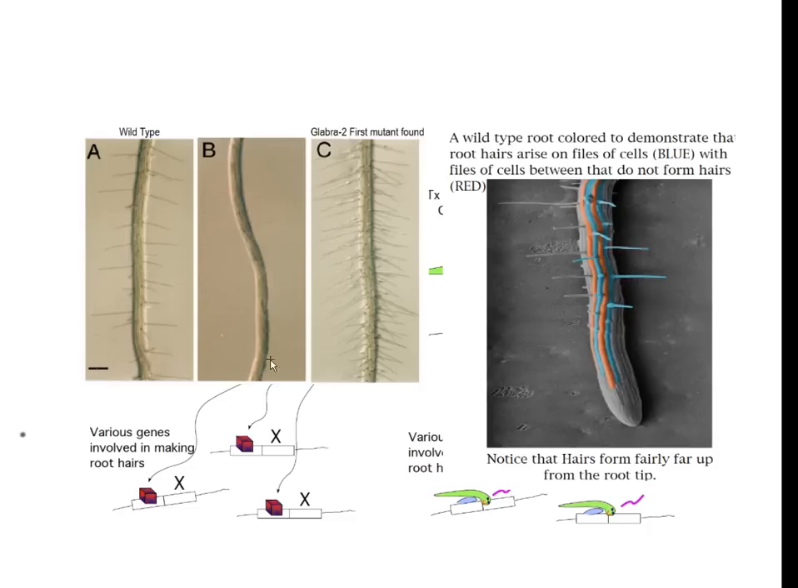When CPC is missing, well, that means werewolf outcompetes CPC in every cell, not just those in a subset of the columns of cells. So CPC is missing, werewolf always gets to bind, glabra's always turned on. When glabra's always turned on, you don't ever get hair formation.